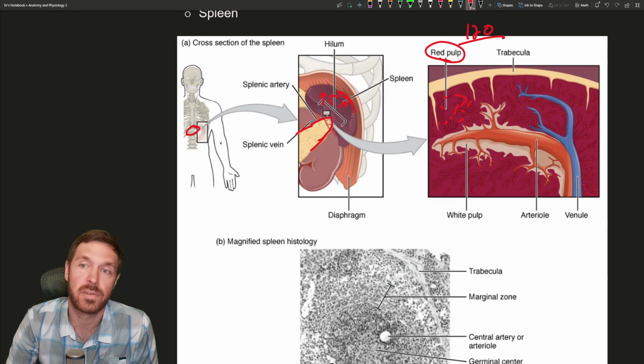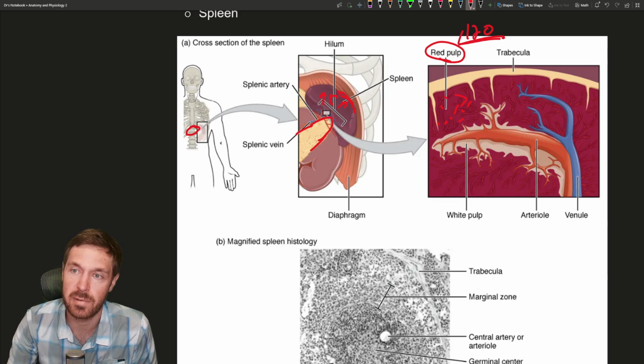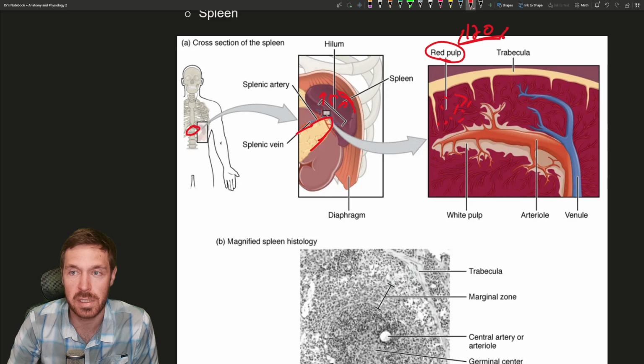You don't want neutrophils being overactive. But red blood cells, even though they are anucleate and lack a nucleus, can last up to 120 days. They get processed and broken down into those heme groups and globin groups. And most of the stuff is reused. Whatever's not reused ends up in your feces. So that's red pulp.